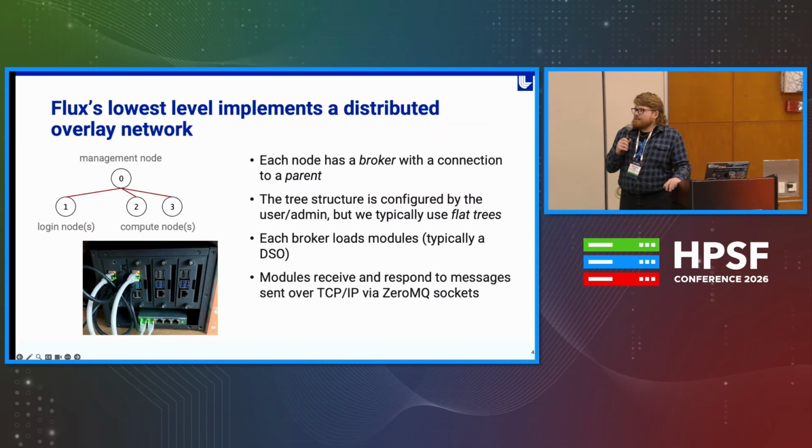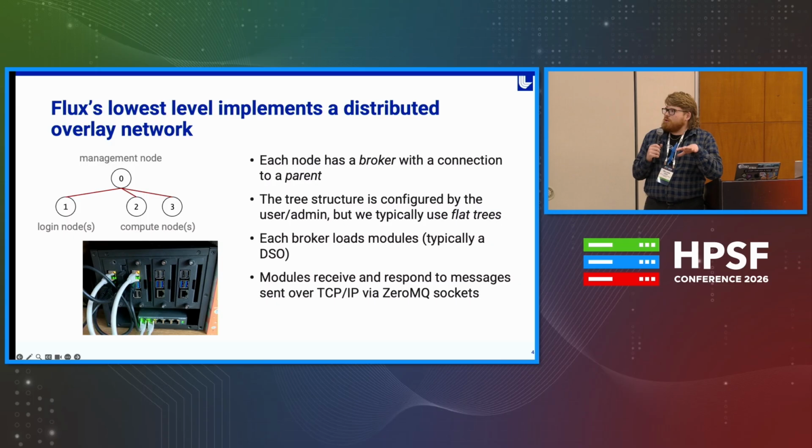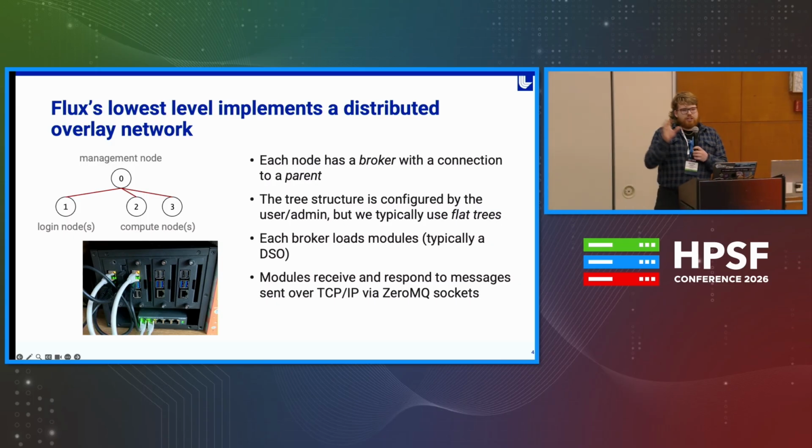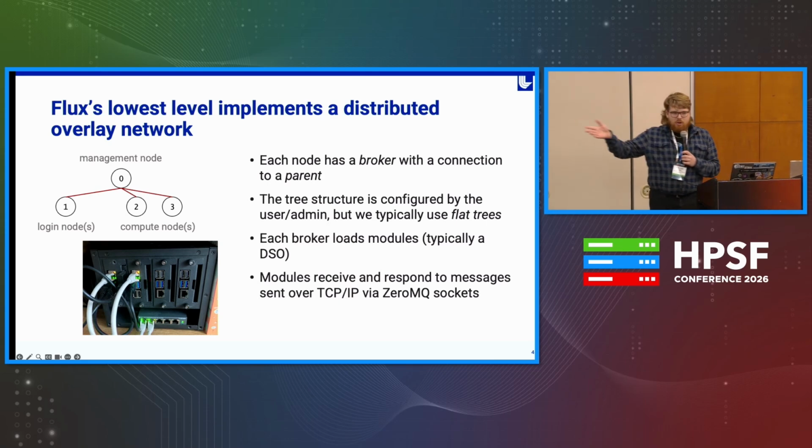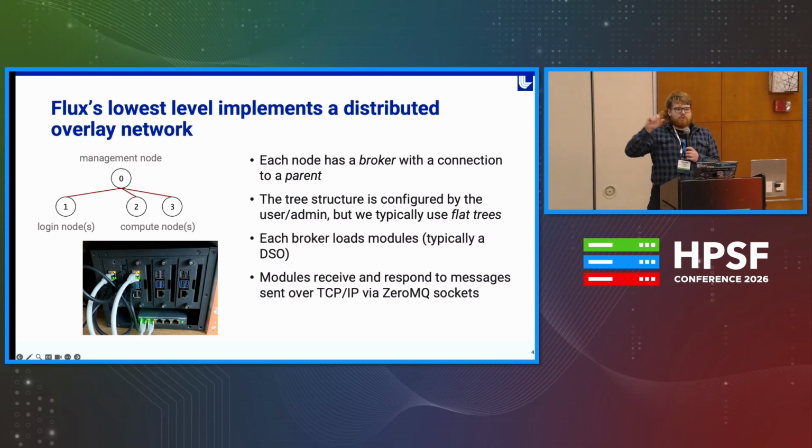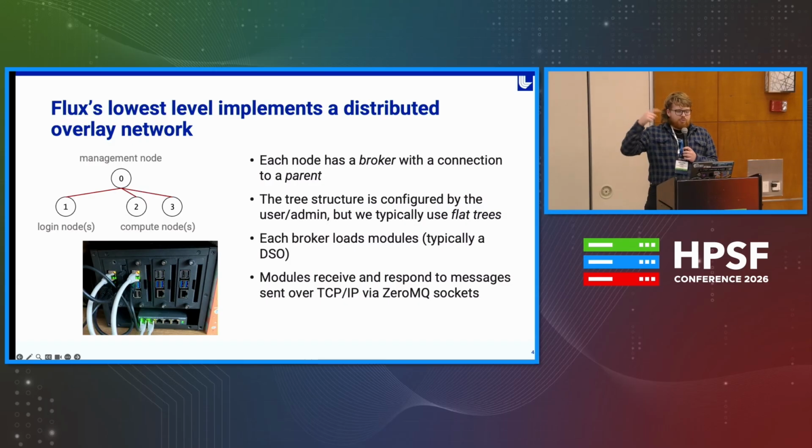At the lowest level, Flux core implements a distributed overlay network. Each node in a 4-node cluster, like I have in my apartment to play with, has a broker. The broker is just a process running on the node, and each broker has a connection to a parent, so it can communicate with its parent broker and send and receive messages. The tree structure can be configured by users and admins to be different things, but we typically use flat trees, even on our very, very large systems. There's a parent and then a fan out of about 10,000 brokers.